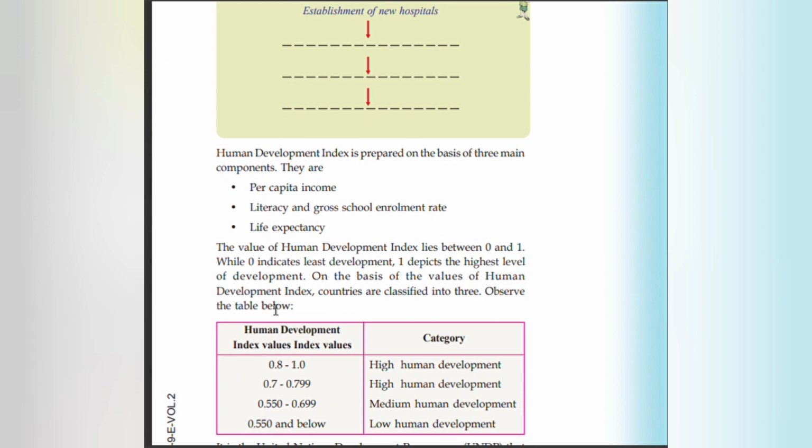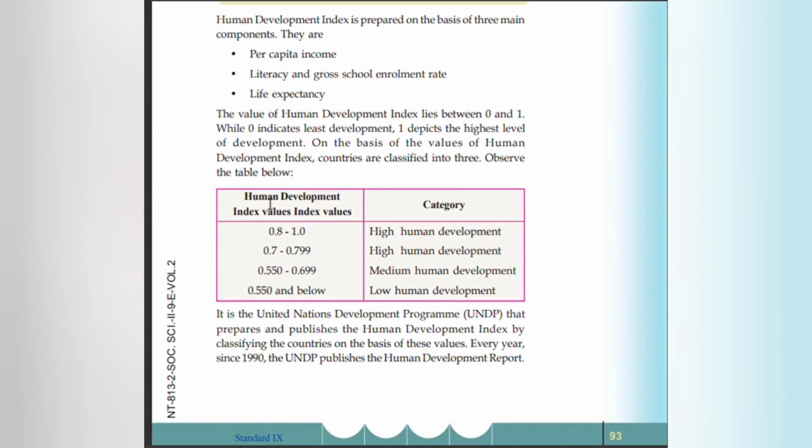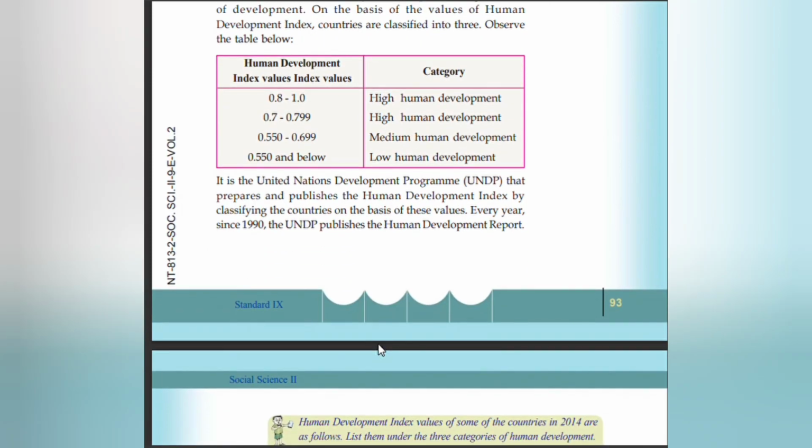On the basis of the value of the Human Development Index, countries are classified into categories. 0.8 to 1, very high human development; 0.7 to 0.799, high human development; 0.550 to 0.699, medium human development; 0.550 and below, low human development. It is the United Nations Development Programme that prepares and publishes the Human Development Index by classifying the countries on the basis of their values. Every year since 1990, the UNDP publishes the Human Development Report.